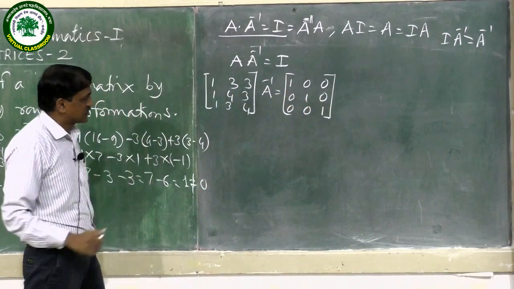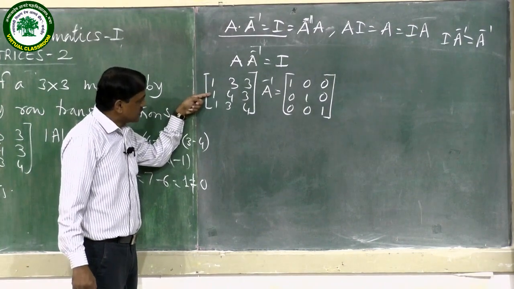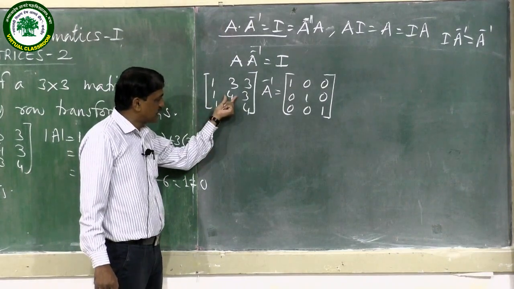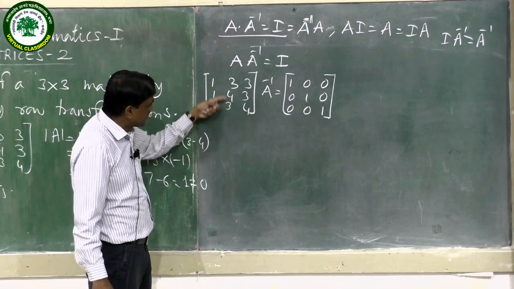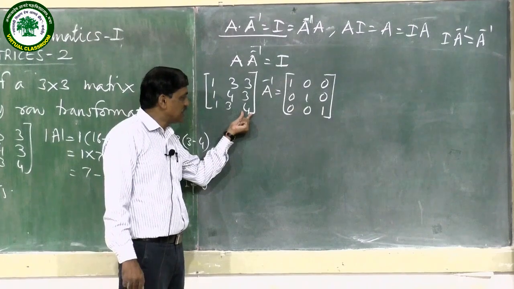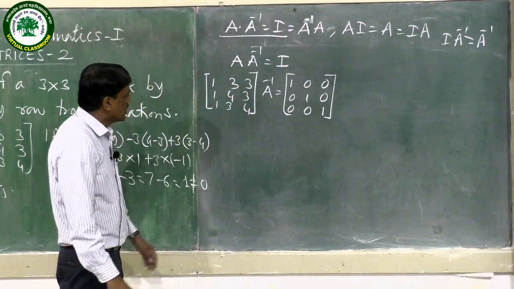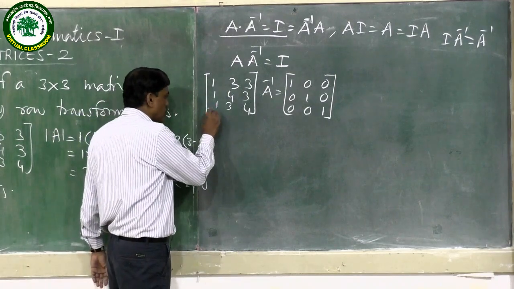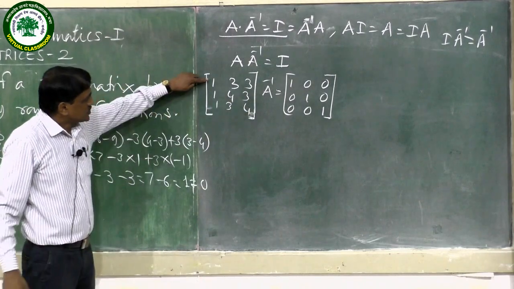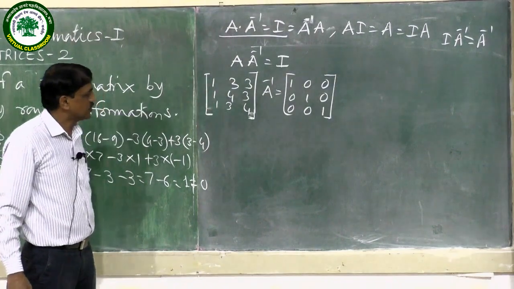Now what are the steps? Convert this element into 1, it is already 1. Convert these 2 elements into zeros. Next, convert this middle 4, the A22 position element, into 1, and convert these 2 elements into zeros. Then the last thing is to convert this 4, A33, into 1 and these 2 elements into 0. Now, what are the row transformations? As usual, this is already 1 here. We have to convert these 2 elements into 0.